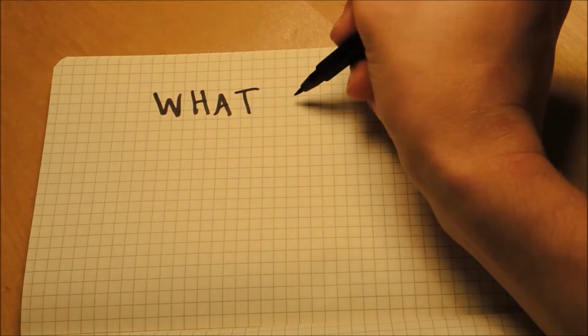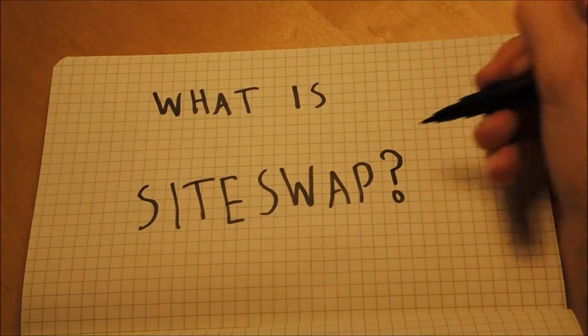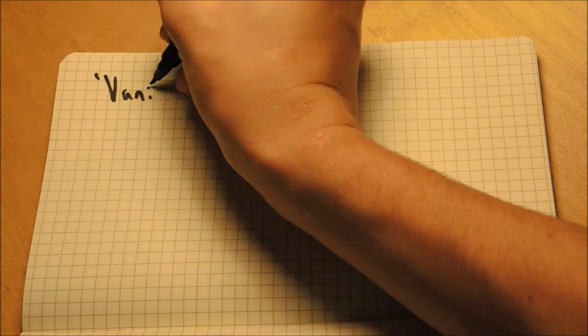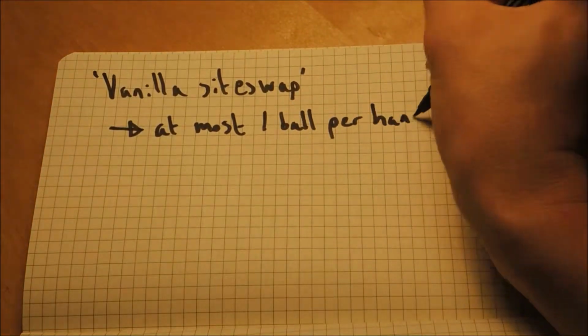The method to notate juggling patterns which we use is called Siteswap. To start out, we will only focus on basic notation, called vanilla Siteswap. This means that on each beat, there is at most one ball in a hand, and also that throws alternate hands.